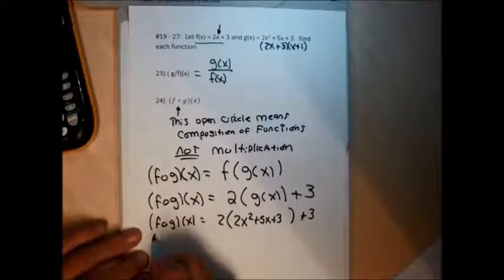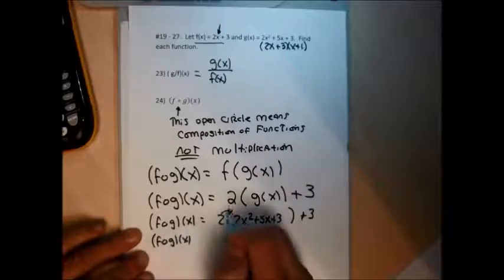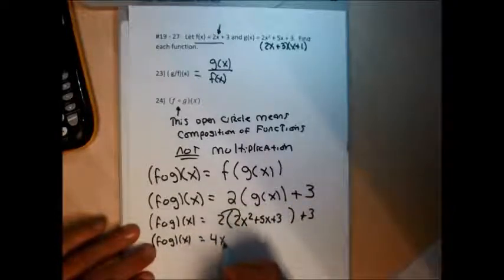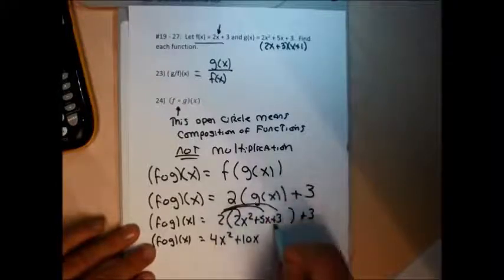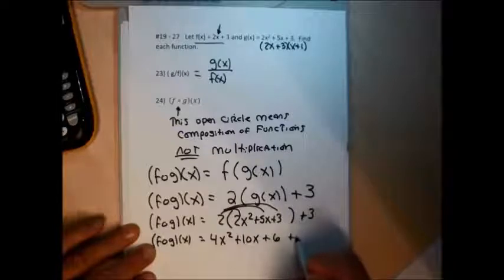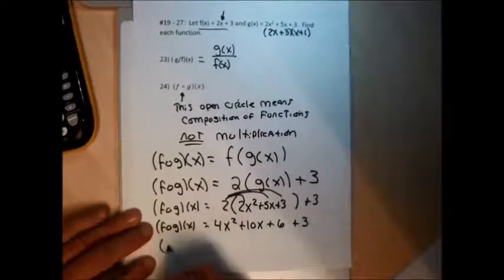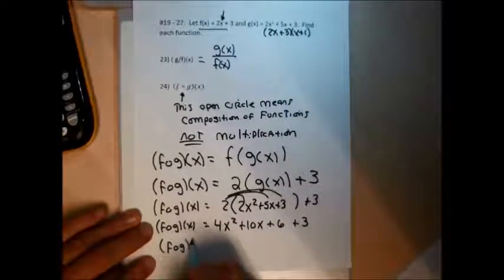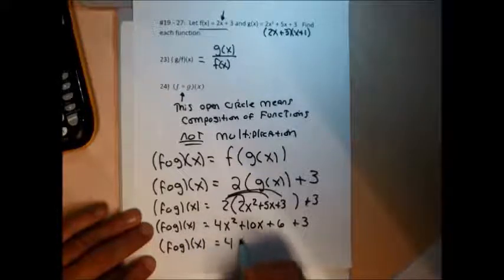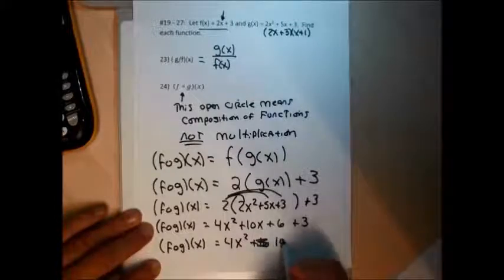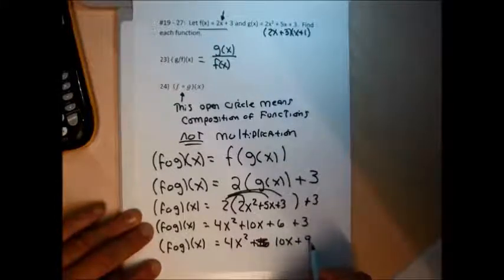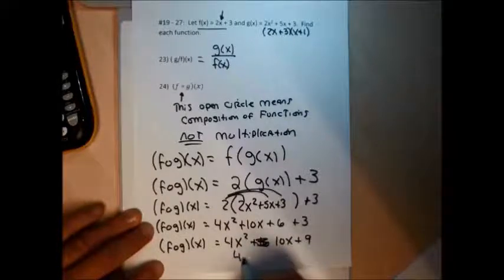So I'm going to clear the parentheses and combine like terms. So f composed with g of x, I'm going to go 2 times 2x squared, which is 4x squared, 2 times 5x, which is plus 10x, 2 times 3, which is plus 6. Bring down this plus 3. This gives me f composed with g of x equals 4x squared plus 10x plus 9.